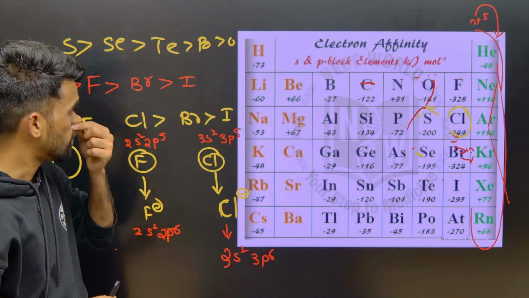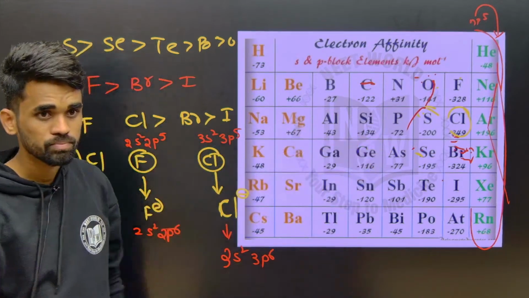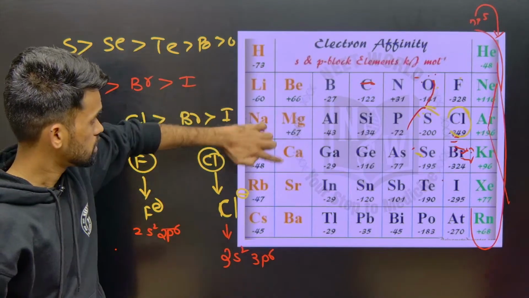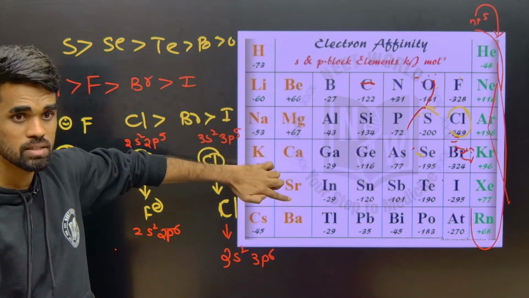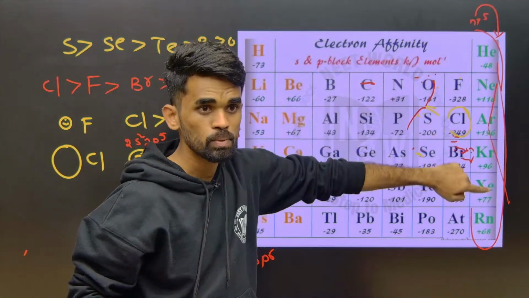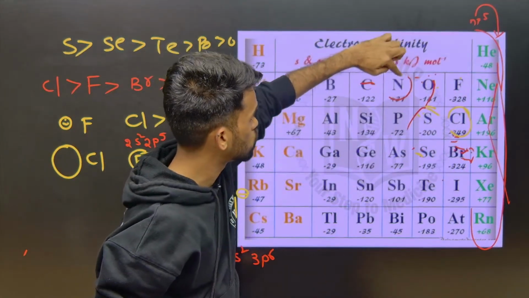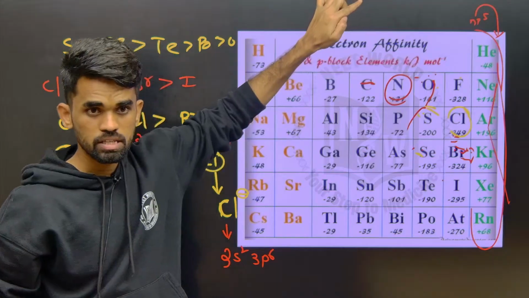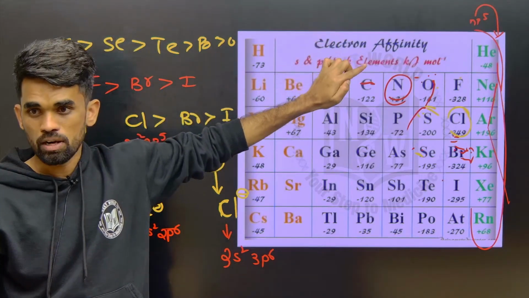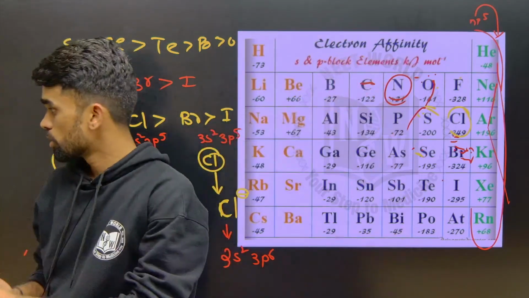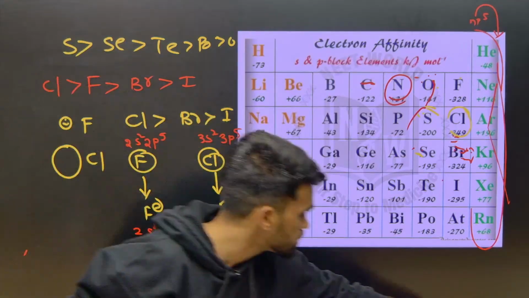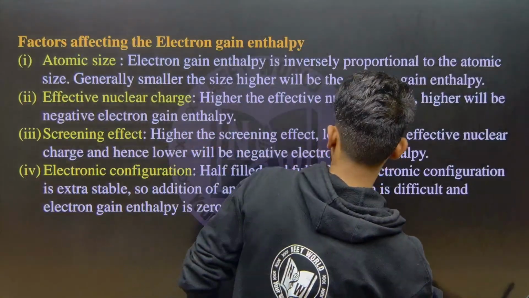Okay. Yes. So what are the groups having positive values? Second group elements, noble gases and nitrogen. These are the three things having positive values. Okay. Remember that. And the next thing is, just solve these two questions. Is there any question here?